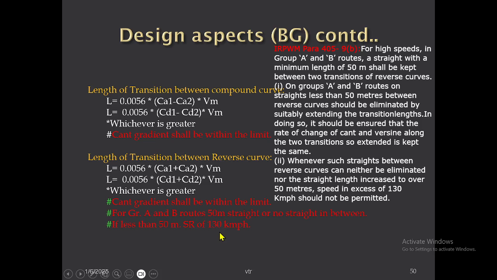Otherwise, suppose no other way due to some problem, some issues, we are not able to even increase the length of straight portion more than 50, or we are not able to eliminate this one straight. If that is the case, we must impose the speed restriction of 130 kmph in the conversion. The speed is limited to 130 kmph. This is about the length of transition, how it is to be designed.